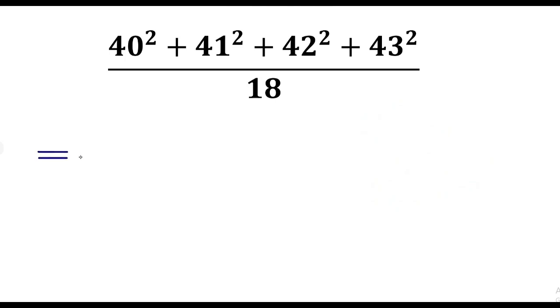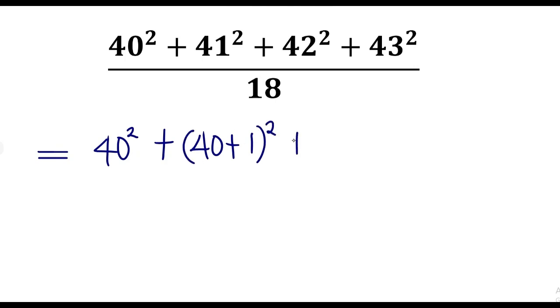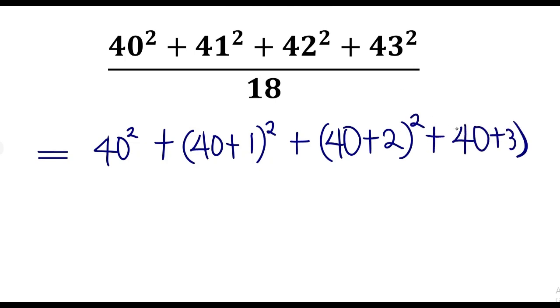This is equal to 40² plus, knowing fully well that 41 is the same thing as (40 + 1) all in parentheses squared. The 42 is just the same thing, or it can be written as (40 + 2) all in parentheses then squared. Then for 43, (40 + 3)². Why did I do that?